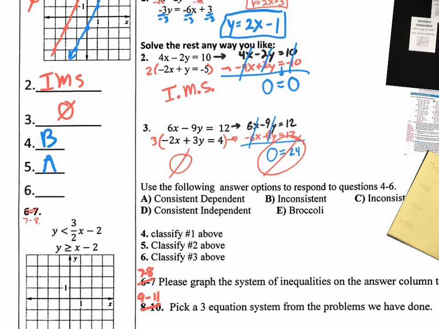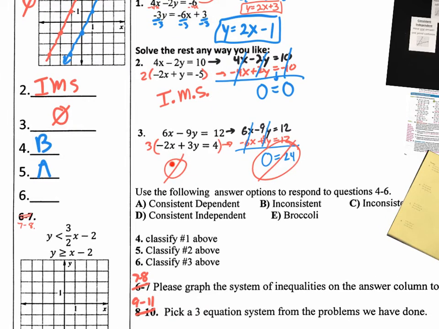And the last one, classify number 3. Again, no solution. That visually would mean that they don't cross, and that would be an inconsistent system, so it would be B again.